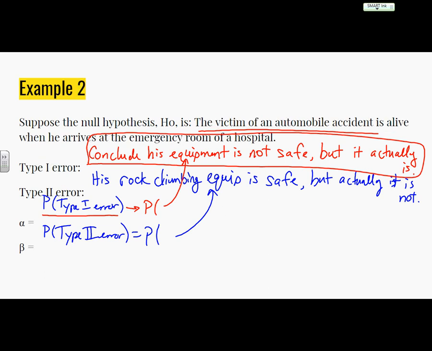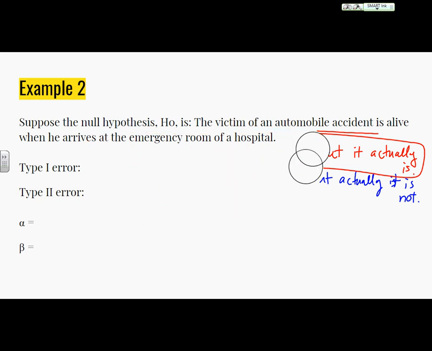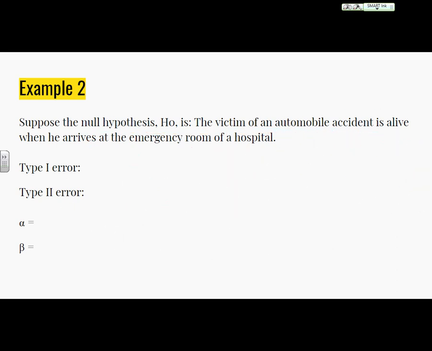Let's do another one. So the null hypothesis this time is the victim of an automobile accident is alive when he arrives at the hospital. It's a good thing to have. Okay, so type 1 error. Remember, type 1 error, I rejected H naught, but it was actually true. So I'm rejecting what it's telling me right here.